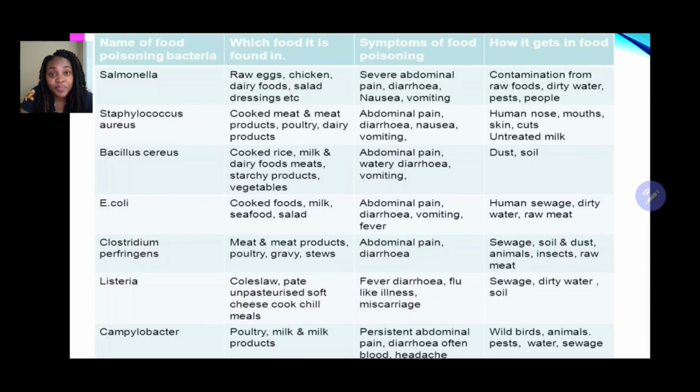So we have quite a big list here. You can take note. We have listeria that affects coleslaw. Most of the signs and symptoms of foodborne illnesses are very much the same or similar, right? And in severe cases, guys, there is even death, right? There's E. coli as well that affects cooked foods, milk, seafood, salads. There is also Clostridium perfringens, which affects meat and meat products, poultry, gravies, and stews. All right, and we have how these particular bacteria can get into food items as well.